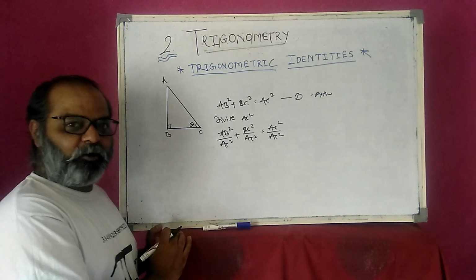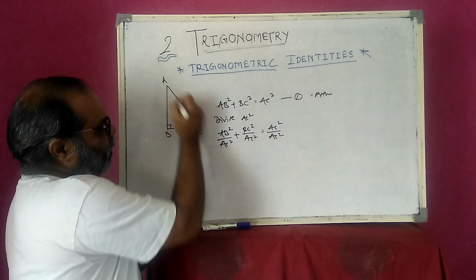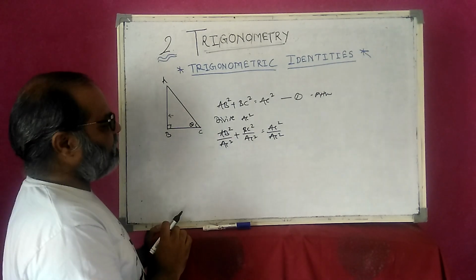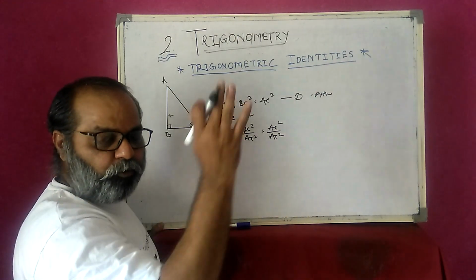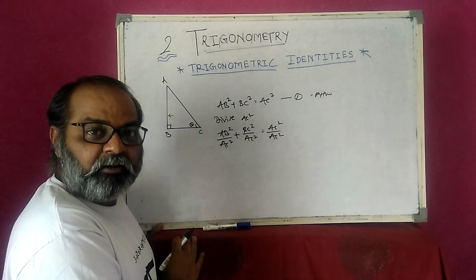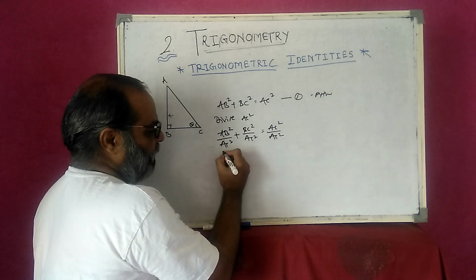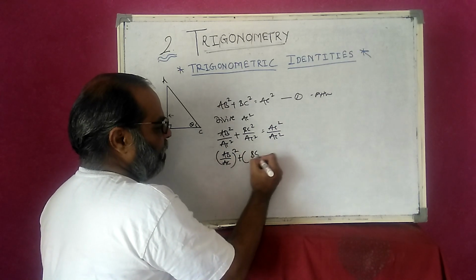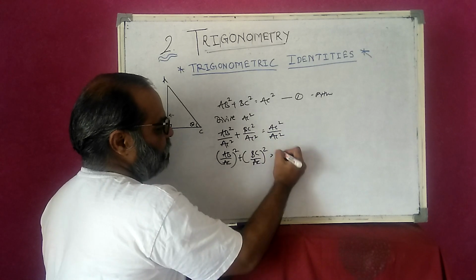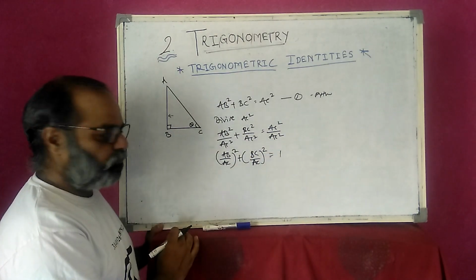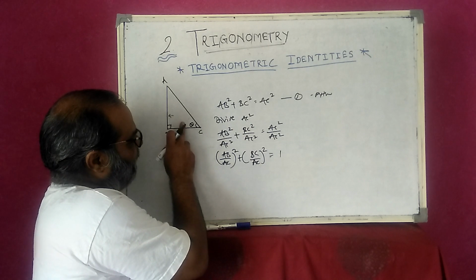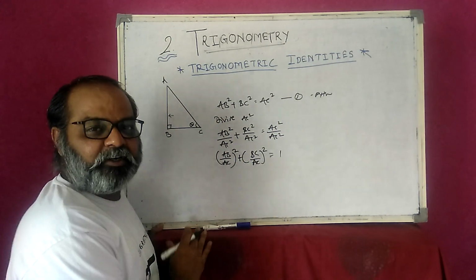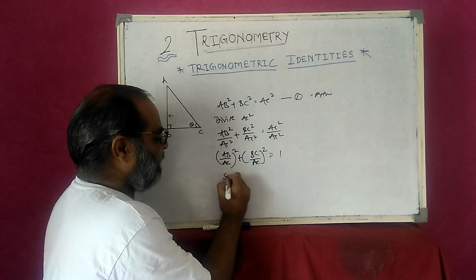So now come to our trigonometric ratio. AB upon AC. Theta is here. AB is the opposite side, AC is the hypotenuse. So we know that opposite divided by hypotenuse is our sine ratio. So I write here (AB upon AC) whole square plus (BC upon AC) whole square, and AC square by AC square is equal to 1. So AB upon AC is sine theta.